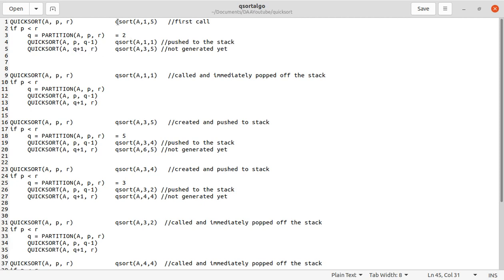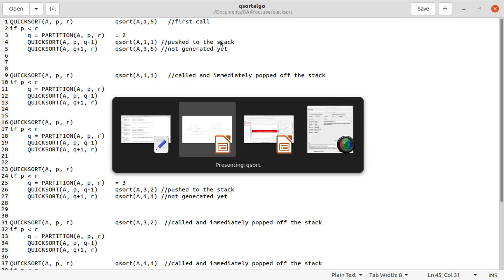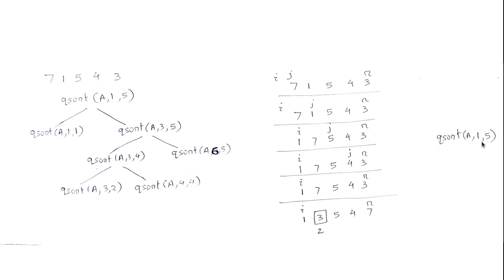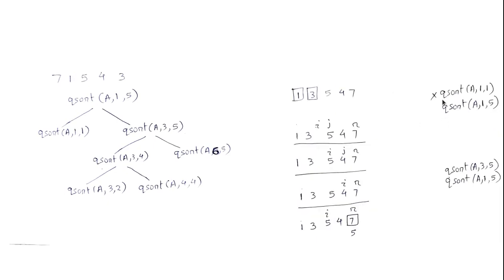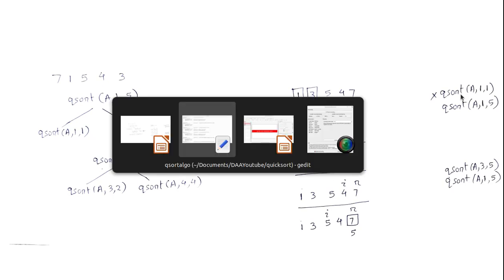Initially qsort A15 was there. Now qsort A11 is pushed onto the stack. That can be seen from here. So qsort A15 is already in the stack, which is this. Then qsort A11 is pushed onto the stack. Here you see A15 is there and A11 is pushed onto the stack. So when this is pushed onto the stack, this will be called. This is called and pushed onto the stack.